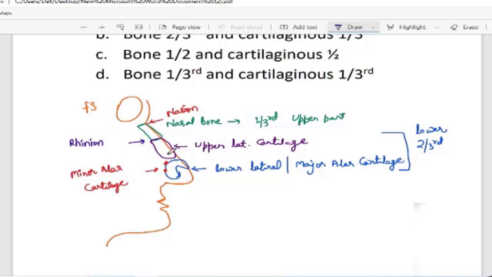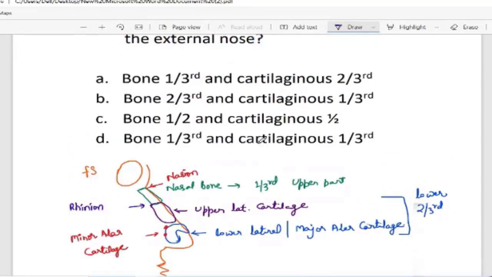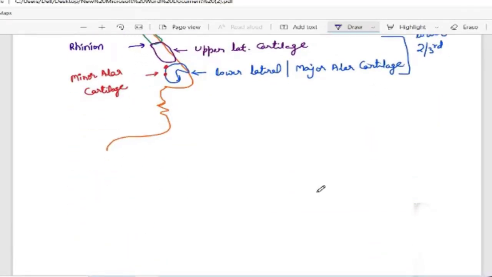So you can see, the external nose is basically formed by bony and cartilaginous structures, out of which the upper 1/3 is formed by the bone, that is the nasal bone, and the lower 2/3 is formed by the cartilage. So the correct answer out of this is bony 1/3 and cartilaginous 2/3. Clear? This is all about the external nose. The examiner wants to know about the external nose, not the nasal septum.